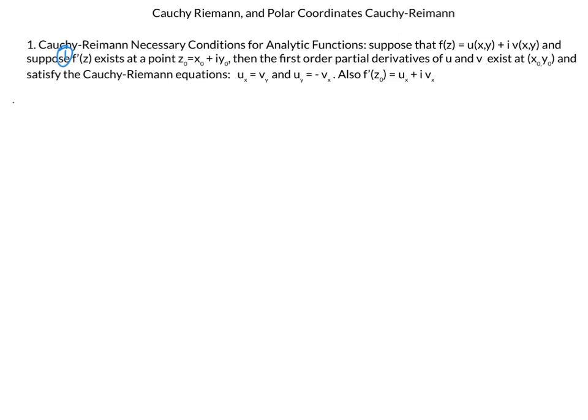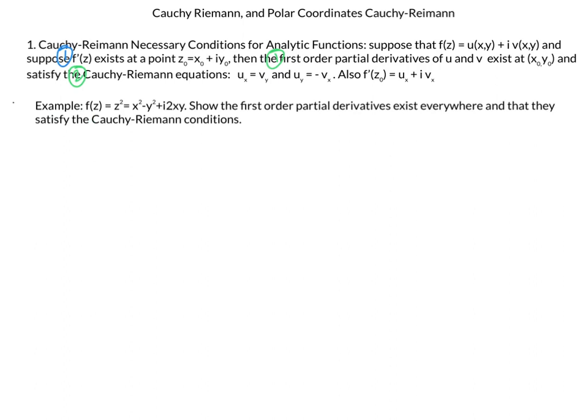Then the things we can conclude, in green, are: first, our first order partial derivatives of u and v exist. And second, those partial derivatives will satisfy the Cauchy-Riemann equations, which are the partial of u with respect to x equals the partial of v with respect to y, and the partial of u with respect to y equals negative the partial of v with respect to x. And then we also have this formula for our derivative at z naught, which is equal to the partial of u with respect to x plus i times the partial of v with respect to x.